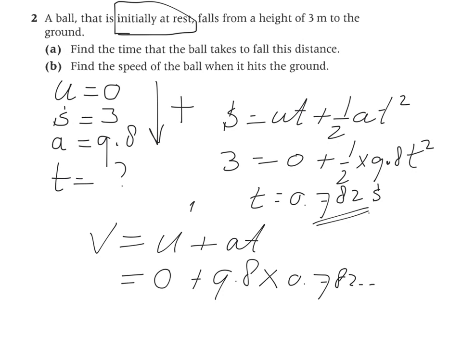0.782. Try to use all those decimals rather than the rounded answer. So that equals, to 3 significant figures, 7.67 meters per second. Fantastic. That's the velocity when the ball hits the ground.